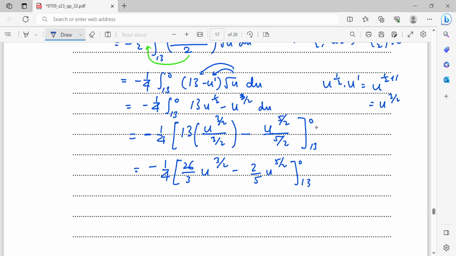Alright, so now replace the u by 0 first. Then we replace the u by 13.